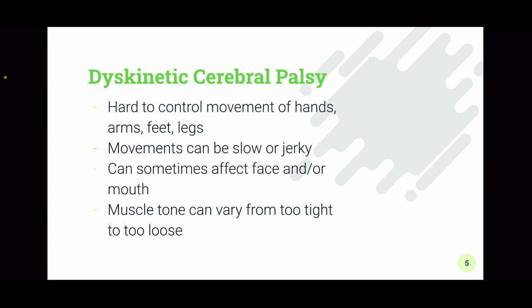And as I said earlier, the muscle tone can vary from too tight to too loose, and it can change not only day to day, but also within one day. Some movements may be slow, and then some may be jerky.